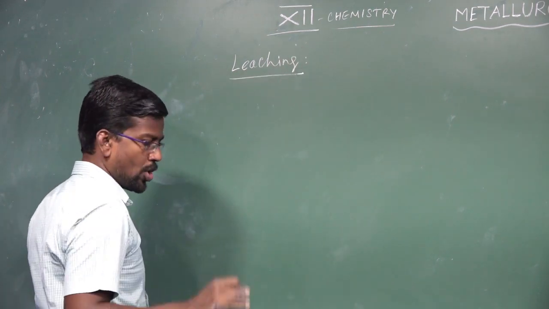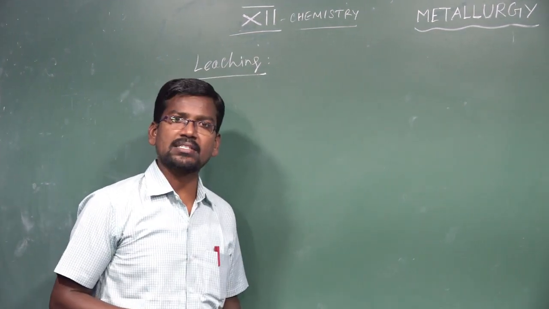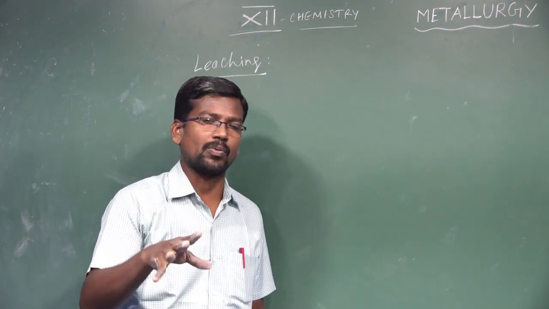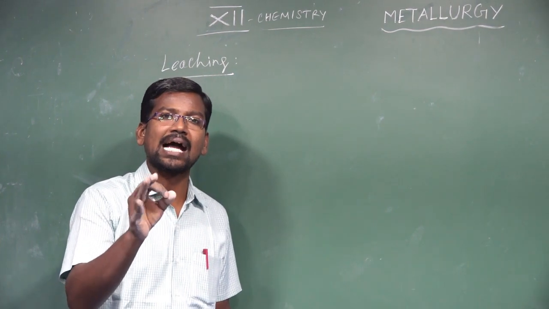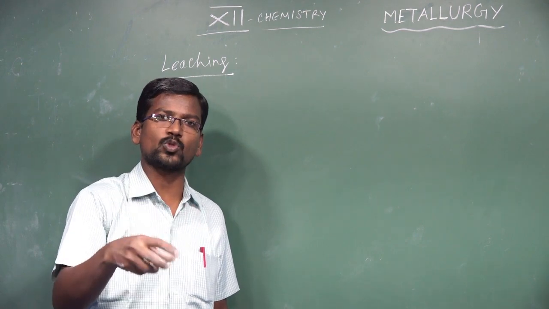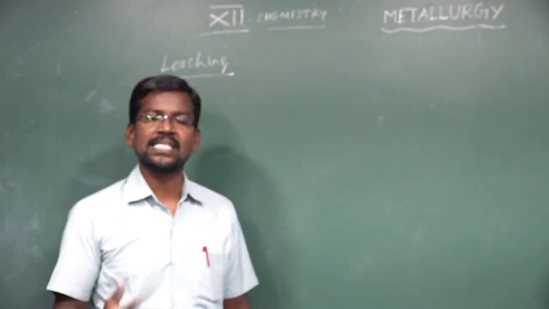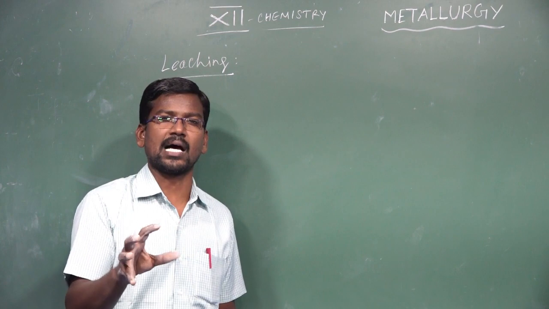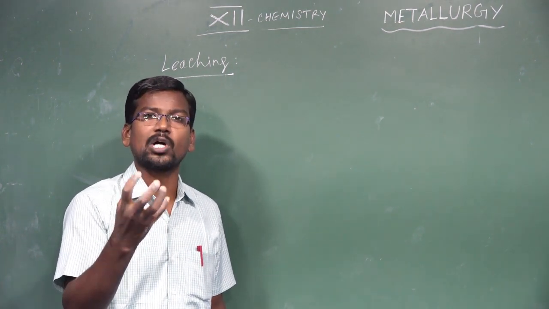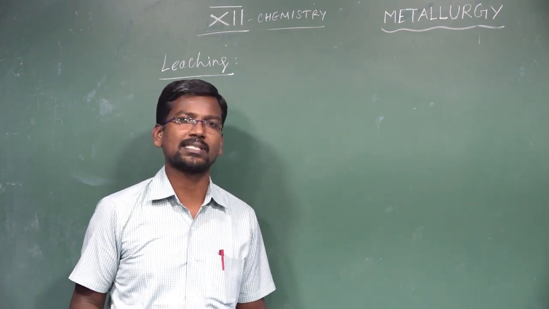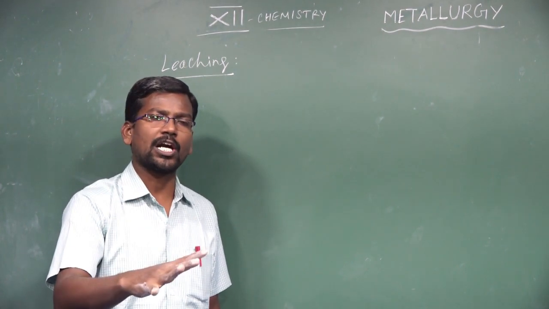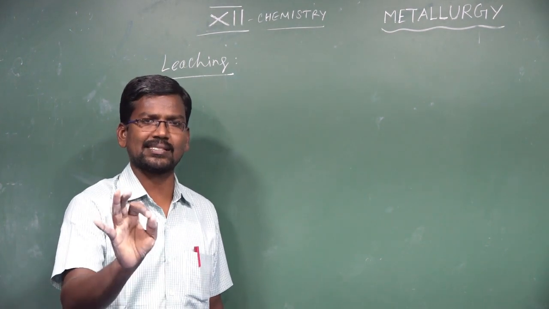Next one, the leaching process. What is the meaning of leaching? Leaching is based on crushed ore particles dissolving in a suitable solvent. The solution is an aqueous solution. So the crushed concentrated ore particles dissolve in a suitable solvent to form a metal salt, the compound of interest. The gangue remains insoluble, is filtered off, and is removed as waste. It is a simple process.